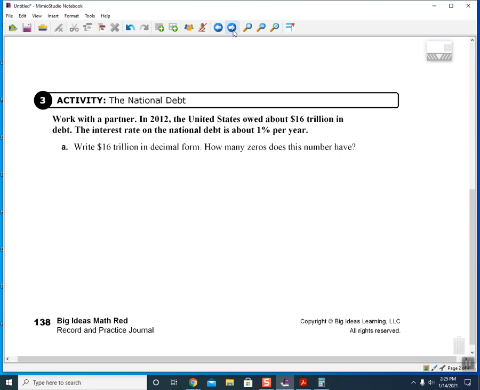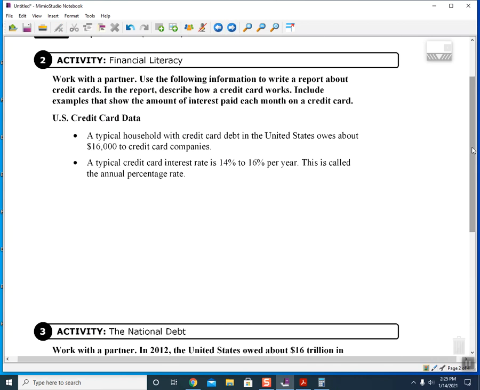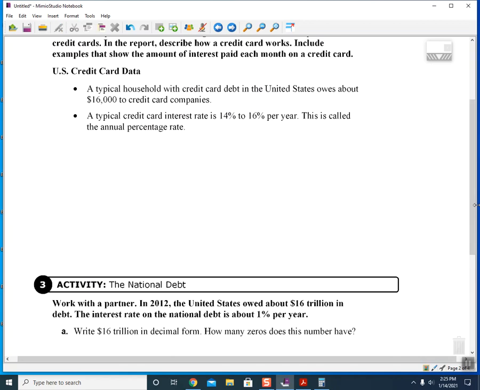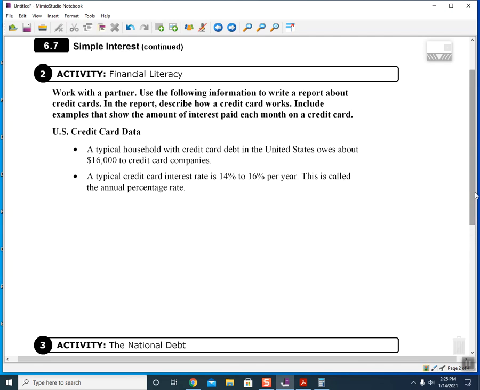Okay, so then let's look at some credit card debt. This says that a typical household with credit card debt in the United States owes about $16,000 to credit card companies. The typical credit card interest rate is 14% to 16%. It's called the annual percentage rate. So what we want to figure out is, let's say that someone doesn't pay off their credit cards, what is that going to look like?